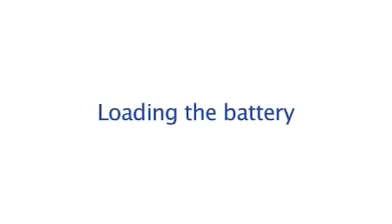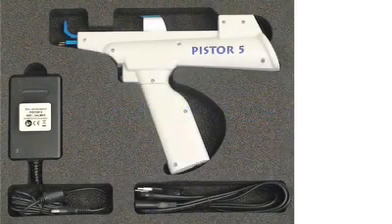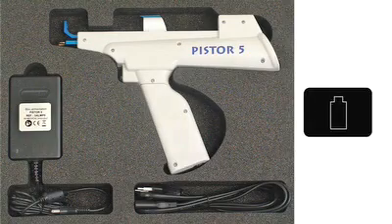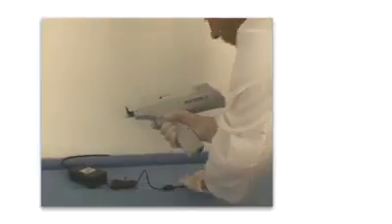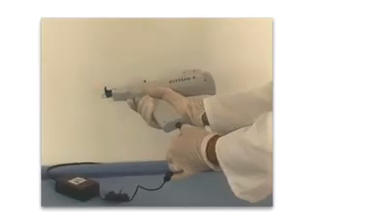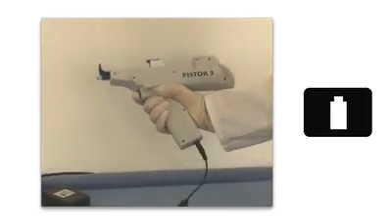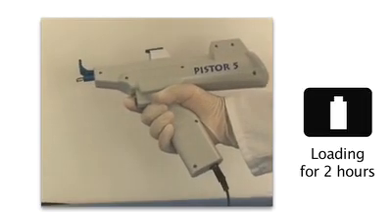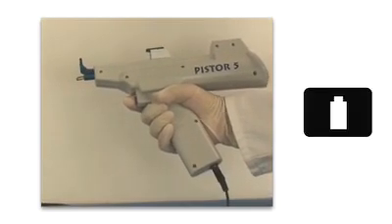When the battery symbol on LCD screen is empty, it is time to reload the battery. Connect the power supply to the mains and to the gun. Loading of the battery starts. Loading time is estimated at 2 hours minimum. While reloading, you still can use Pistor 5.